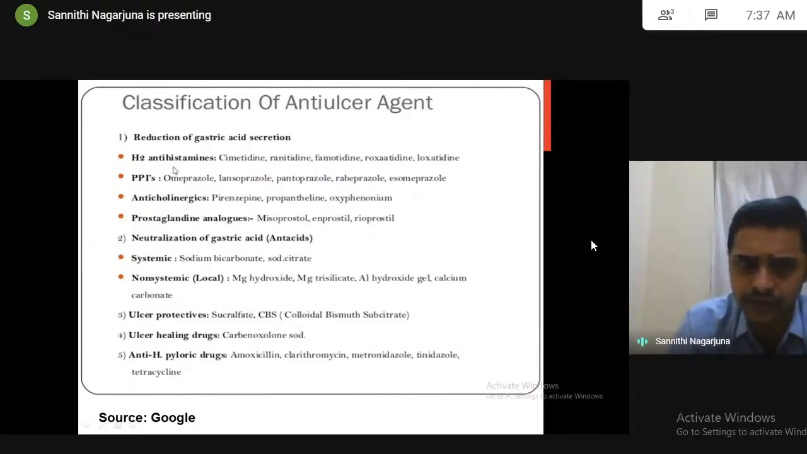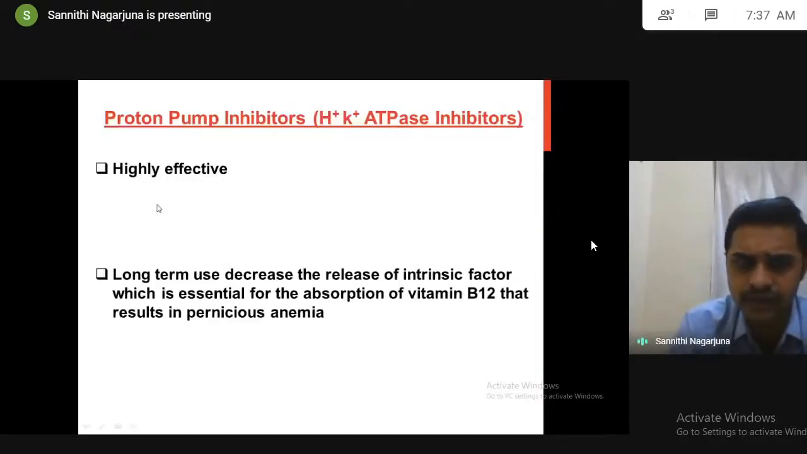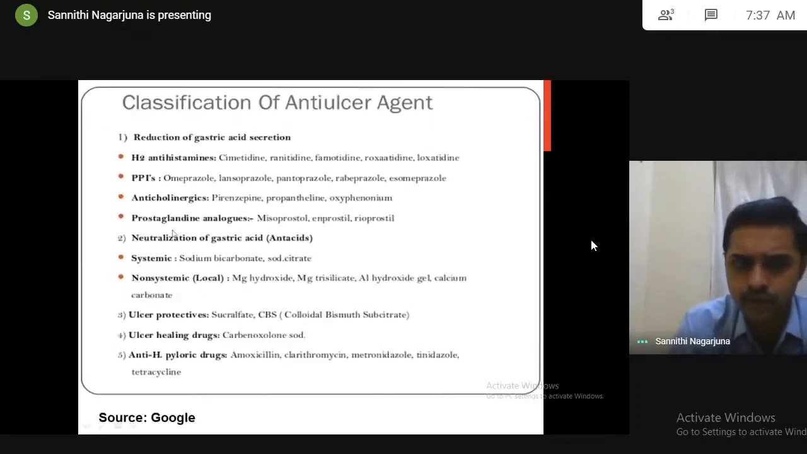Prostaglandin analogs. See here, for all these blockers, anticholinergics, we use inhibitors. But prostaglandins are defensive factors, so we use agonists. So analogs are nothing but agonists. Prostaglandin agonists, prostaglandin analogs, are misoprostol, enprostil and rioprostil. These are all the drugs which reduce the excessive acid secretion.